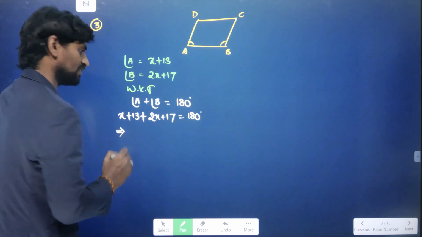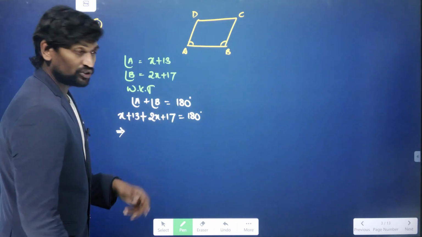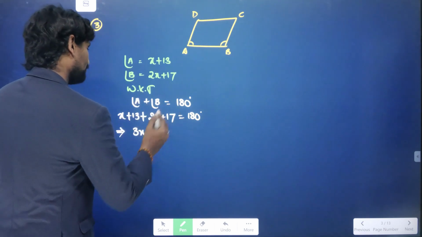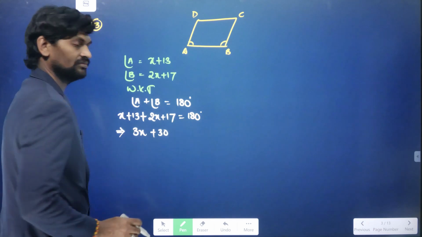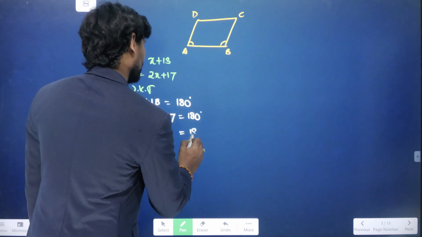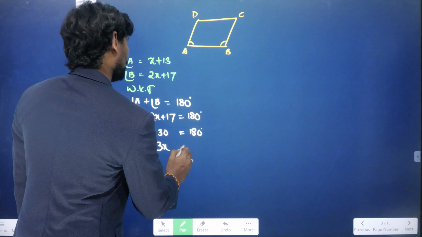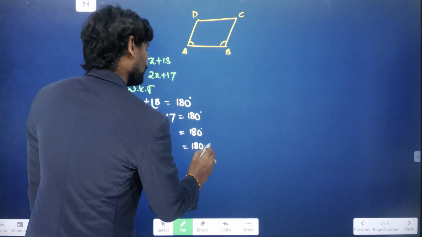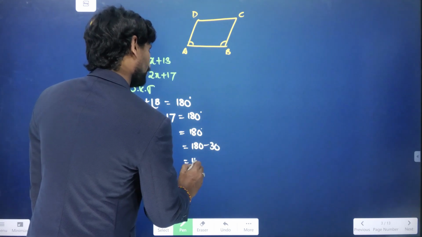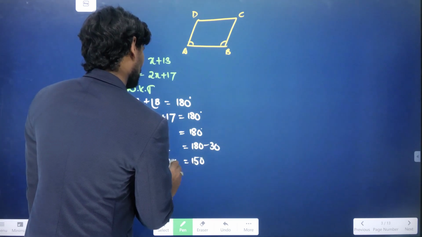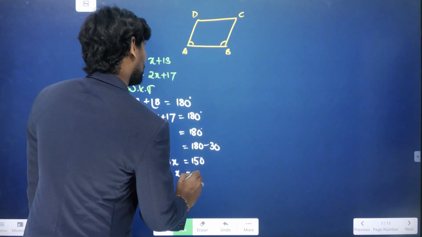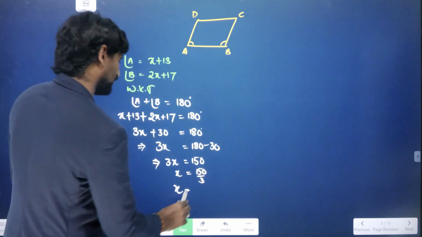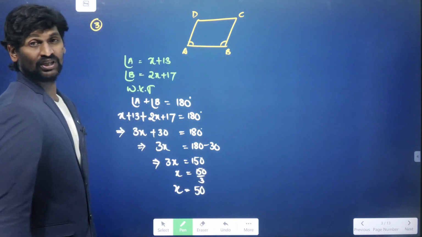Just add the like terms here. x and 2x are both positive values, add with the plus symbol. x plus 2x becomes 3x, and 13 plus 17 becomes 30, equals 180 degrees. Now 3x equals 180, and plus 30 transposed to that side becomes minus 30. 180 minus 30 is 150. So 3x value is 150. Then x value is 150 by 3. 3 table, 50 times. So I found only the x value.